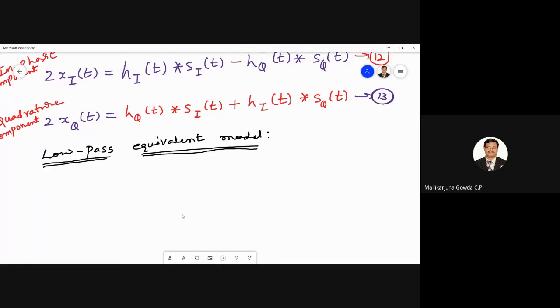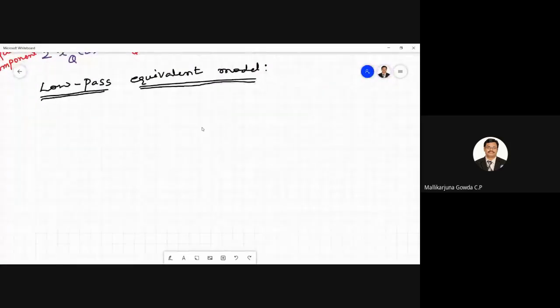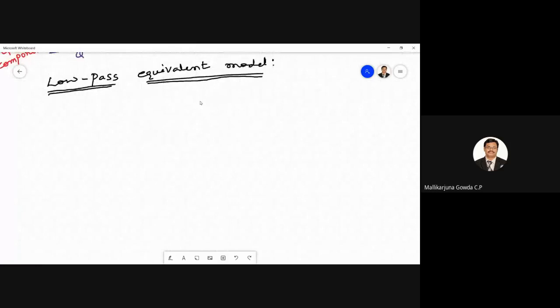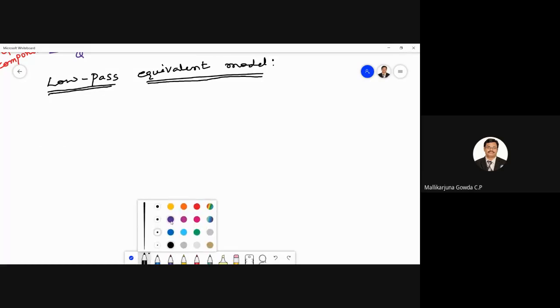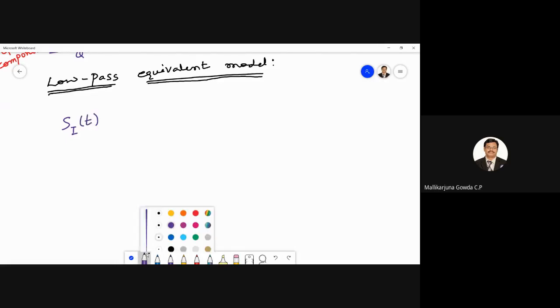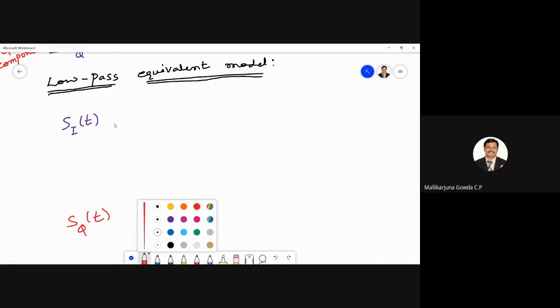Hope you're understanding my question. What I'm expecting you people to do is, whatever equations 12 and 13 are there, express them in terms of a system model, that is, in terms of a block diagram. Let me write that. So we have two inputs, one is si of t and another one is sq of t, the in-phase and quadrature components of the signal.